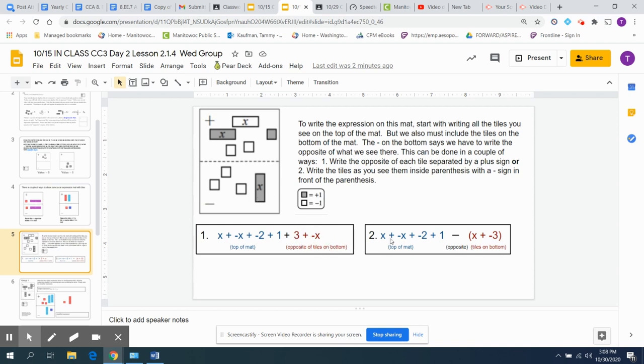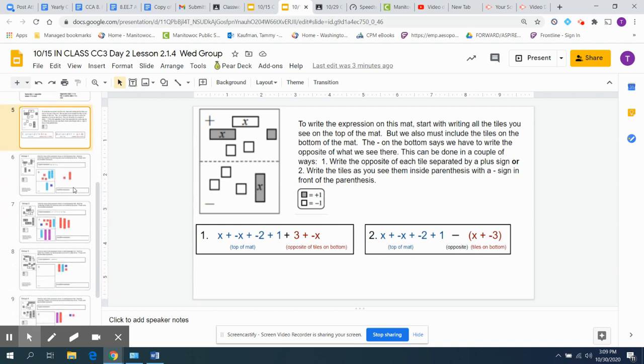A second way to write it is still to write what you see on the top of the mat. That doesn't change. My x plus my negative x plus my negative 2 plus 1. Notice the blue didn't change. But another way to write it, the most common way that I usually write it, is I put the negative sign right here and then parentheses and exactly what you see on the bottom. So x plus negative 3. And when I flip that up, it's going to become this. It's going to be plus negative x and plus 3.